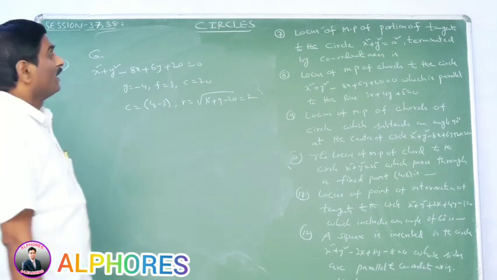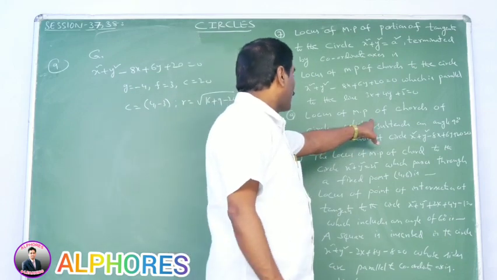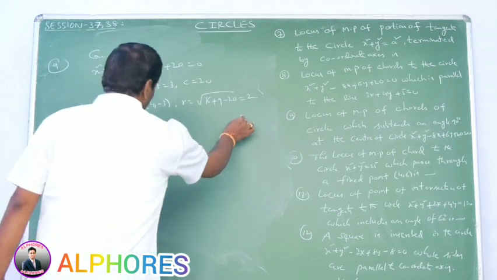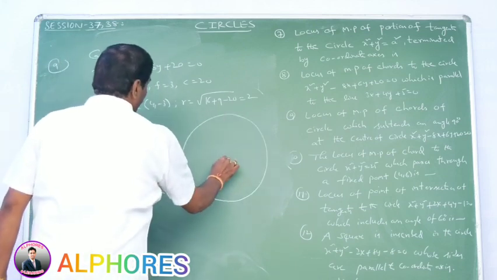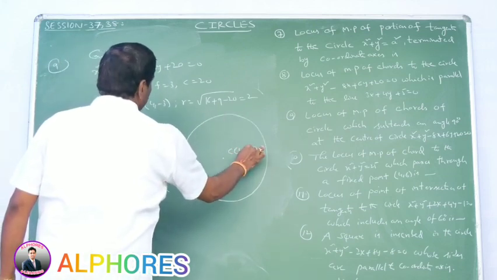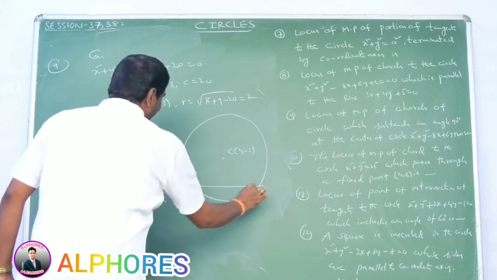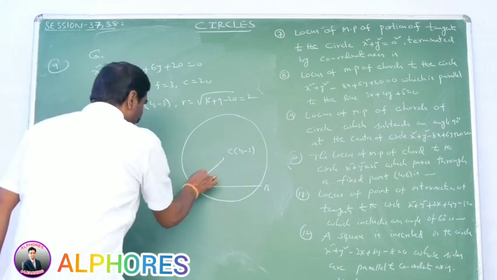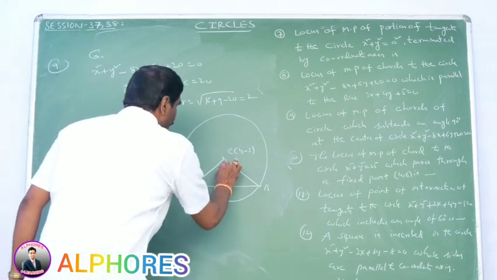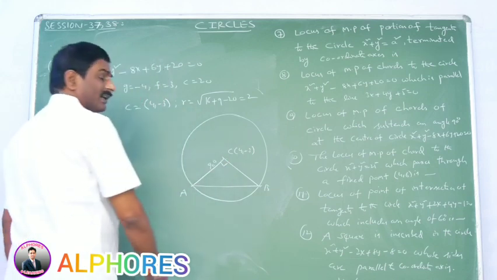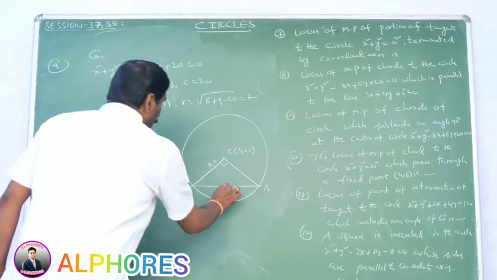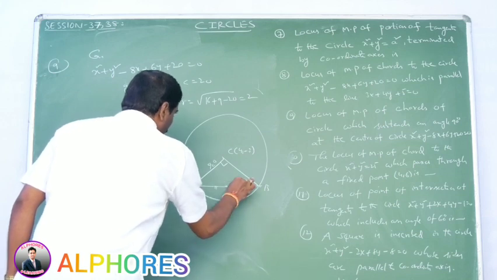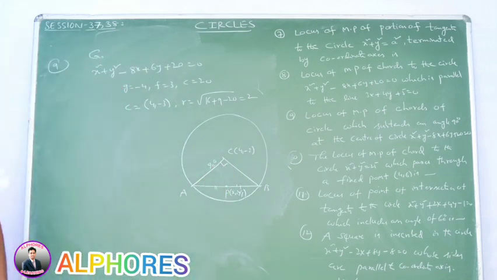In this case, we find the locus of the midpoint of the chord which subtends an angle 90 degrees at the center of the circle. Please observe this diagram. It is one of the given circle. Center of the circle is (4, minus 3). Say AB is one of the chord. This chord subtends an angle 90 degrees at the center. That means angle ACB is equal to 90 degrees. Now we find the locus of the midpoint of the chord AB. Say P(x1, y1) be the midpoint of the chord AB. Now we find the locus of P.